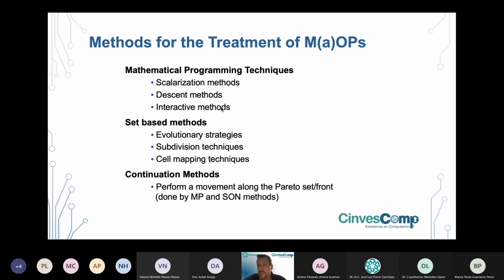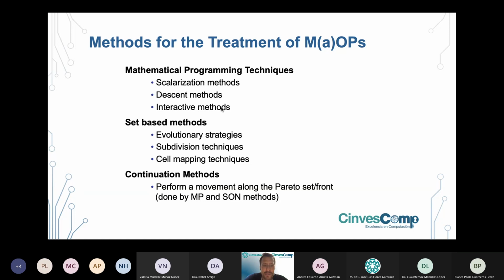Bueno, ahora tenemos 3 clases de optimización. Son Mathematical Programming, son problemas punto a punto que generan un solo punto, la mayoría de estos métodos. Hay como conjuntos o algoritmos basados en conjuntos como métodos evolutivos, que trabajan en un conjunto de elementos. Y tenemos métodos de continuación, que yo creo que es lo mejor que puedes hacer localmente.